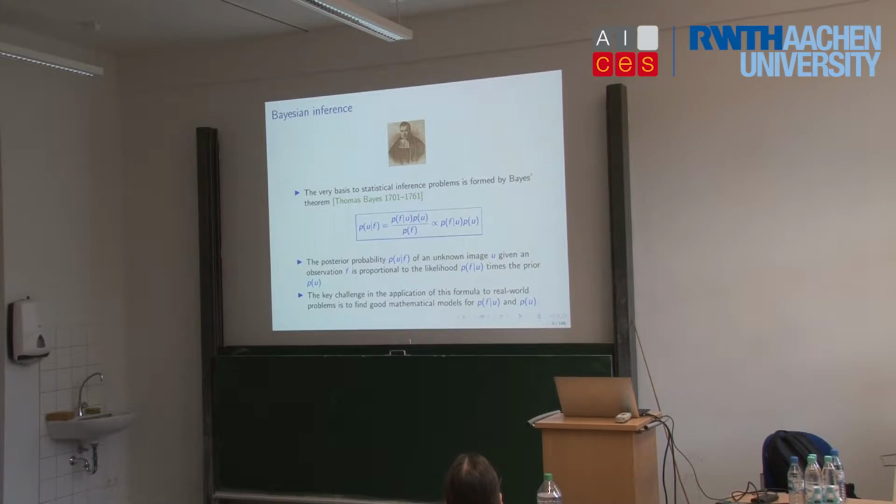Bayes' theorem tells us, based on the definition of a conditional probability, that the posterior probability, the probability of u given f, is proportional to the likelihood, the probability of f given u. This means how well I can explain my observed data when I have found the solution, times the prior probability of u. This is a simple formula, but the key challenge is applying it to real-world problems. We need to find good models for the data likelihood probability and also the prior probability. That's the key challenge. And this lecture is more or less about what are good models in computer vision and image processing for this one and for this one here.